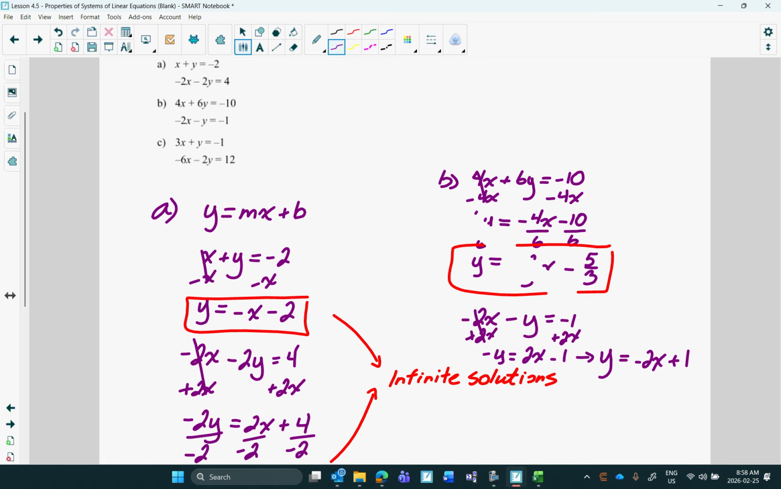What happened here? Any solutions? Just one. Why? Because the slopes are different. These are different, which automatically means they're going to cross at some angle, which means they're only going to intersect once. So one solution.